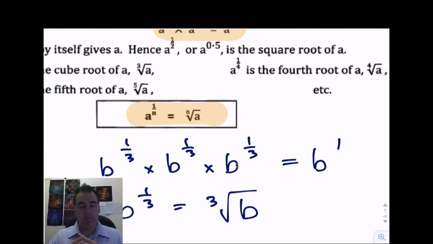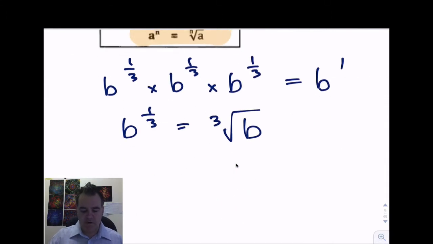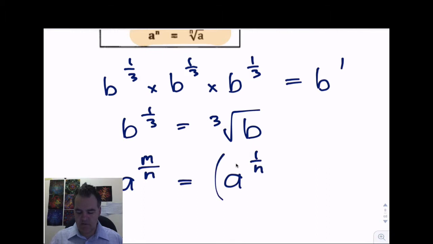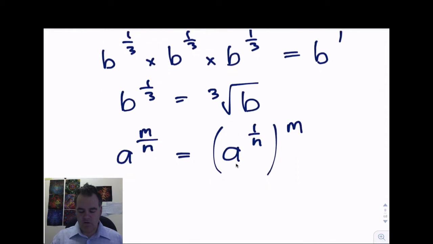So that defines what we mean when we say 16 to the power of a quarter. That means the fourth root of 16. And taking that one step further, if we have a to the m over n as a fraction, we know that we could write it like this: a to the 1 over n, to the power of m. Remember the index law that says when we have a power to a power, we multiply the powers. So that will work. So a to the 1 over n is the nth root of a, to the power of m.